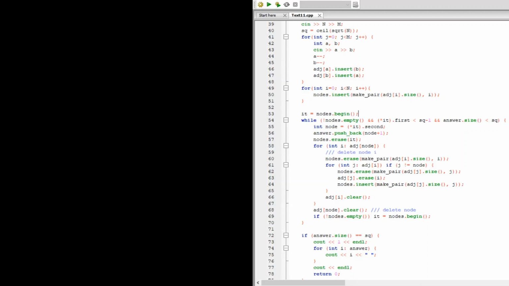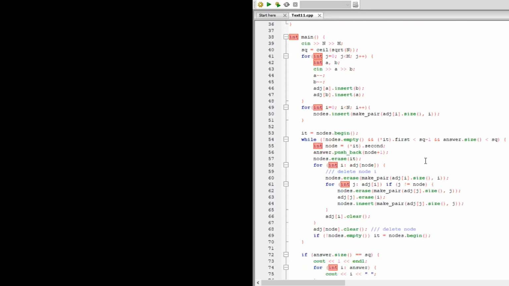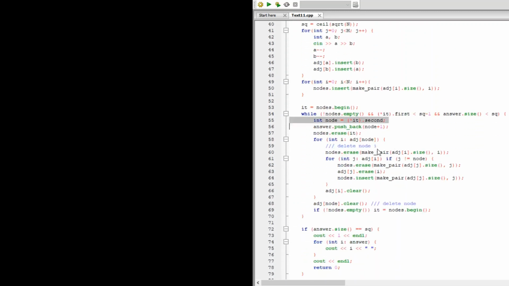Which is fine. With an independent set, you can remove a node from an independent set and it still is an independent set. So the node number is that second one, and recall that's because the first one is a degree and the second one is the node. So we take the node index, we add it to our answer because we're assuming that we can make an independent set. Okay, we then erase it from the list of nodes sorted in order of degree. And we erase it here because we're going to do some adding and deleting here, and it's just cleanest to erase it here.